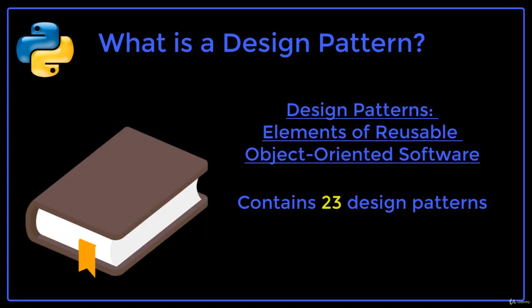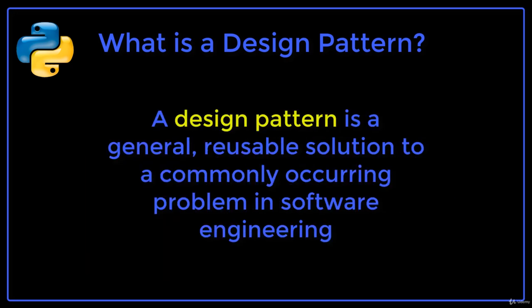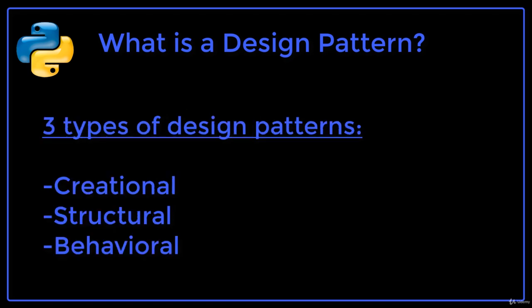The book, Design Patterns: Elements of Reusable Object-Oriented Software, contains 23 design patterns that revolutionized computer science. Put simply, a design pattern is a general, reusable solution to a commonly occurring problem in software engineering. There are three main types of design patterns: creational, structural, and behavioral.